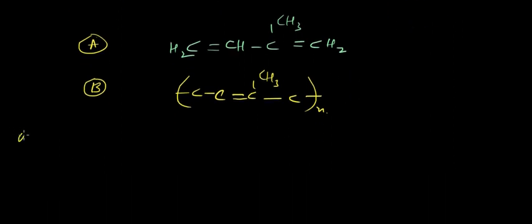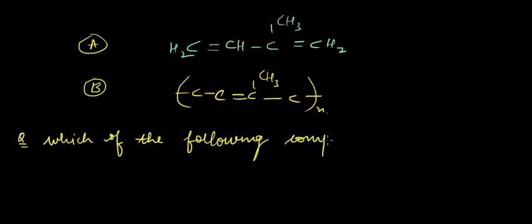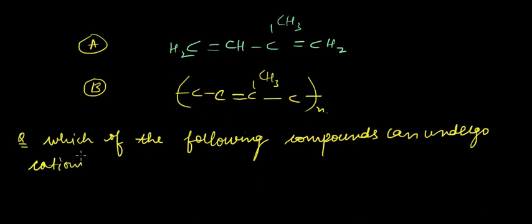Okay, next question is, which of the following monomers can undergo cationic, anionic and free radical polymerization? So which of the following compounds can undergo cationic, anionic and free radical polymerization?